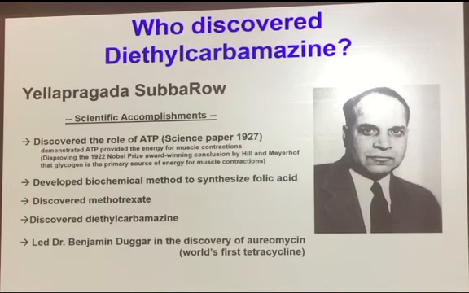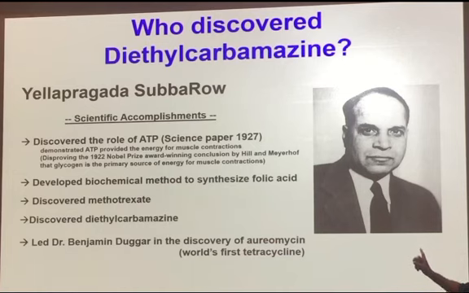So who am I to say why? But anyway, Lederle Labs sees this biochemist and the papers he's published, and they say, okay, people are being ridiculous. They hire him and basically tell him, we're going to give you a team and a lot of money, and we want you to discover stuff for us. And he did. One of the things he discovered in 8 years was diethylcarbamazine, and he led Benjamin Duggar in the discovery of aureomycin, which was the world's first tetracycline.